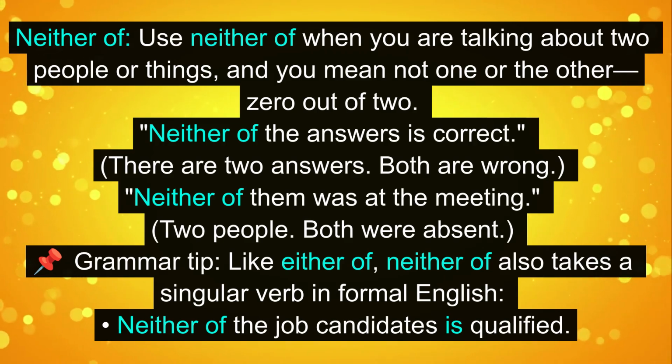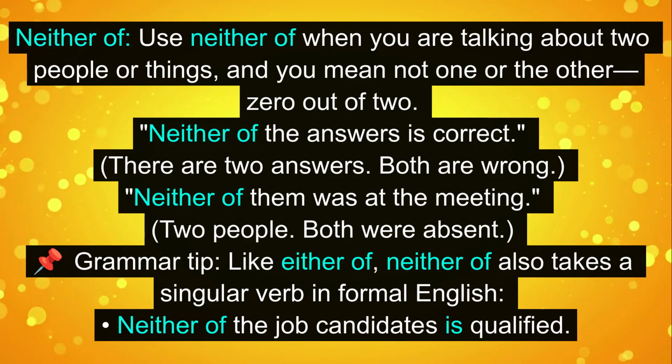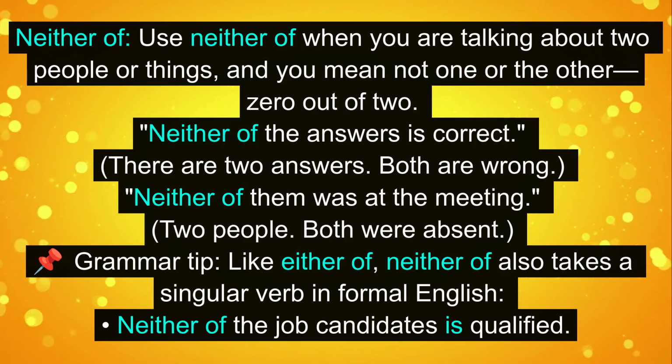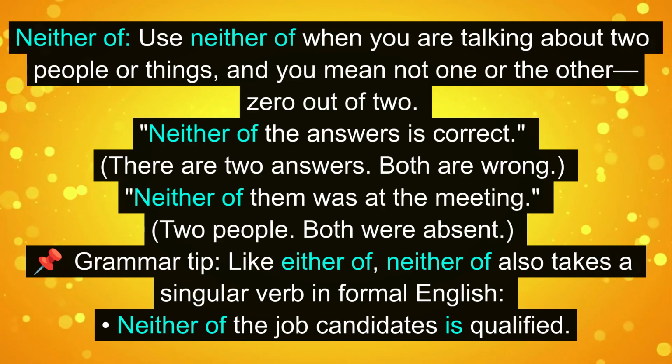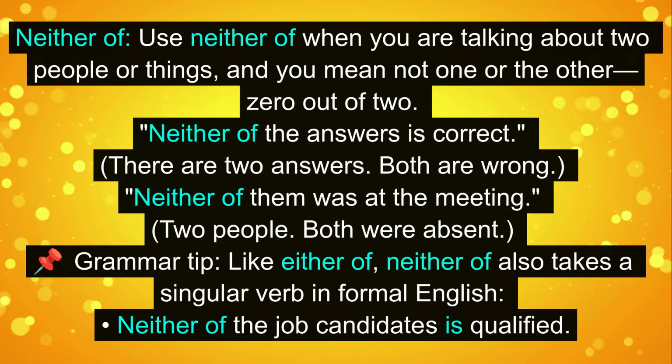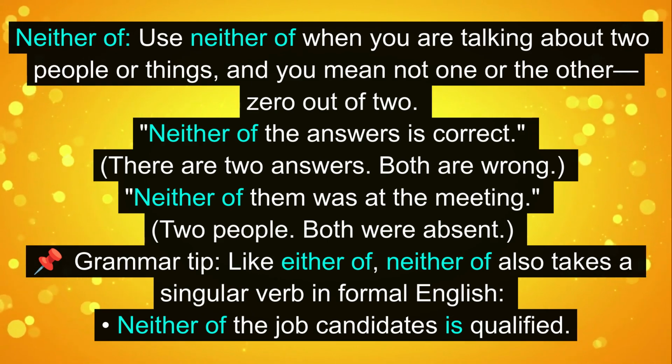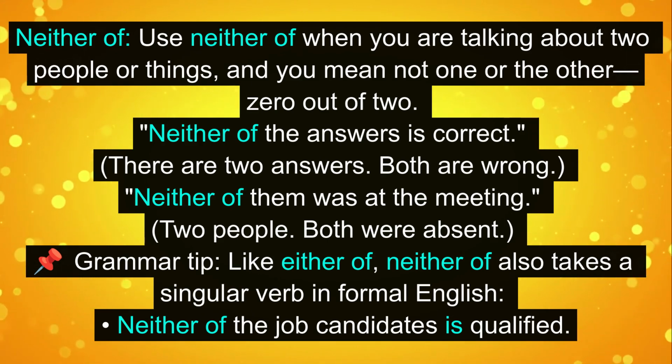Neither of. Use neither of when you are talking about two people or things and you mean not one or the other. Zero out of two. Neither of the answers is correct. There are two answers. Both are wrong. Neither of them was at the meeting. Two people. Both were absent.